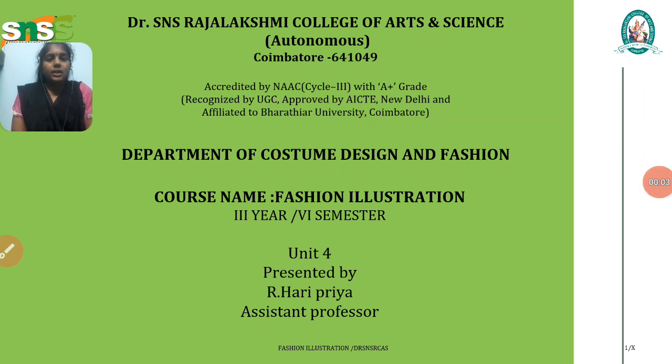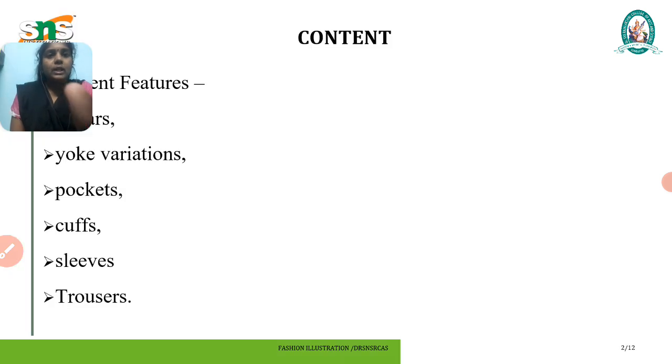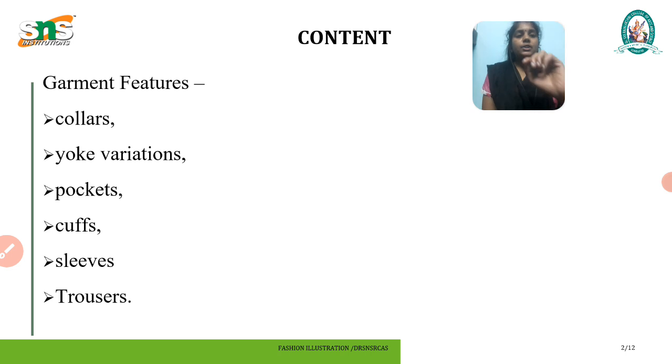I am Haripriya, Assistant Professor, Department of Costume Design and Fashion, and I am going to present a video on fashion illustration. In this video, we are going to see about garment features. Garment features means that in a garment there are different parts. The first one is the collar. It is in the top portion.